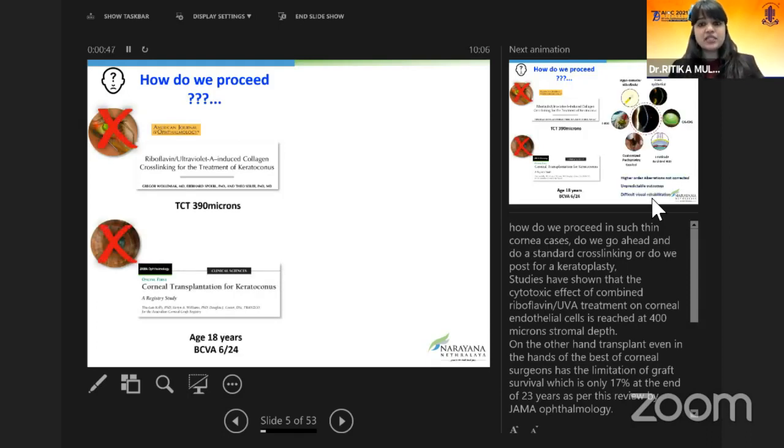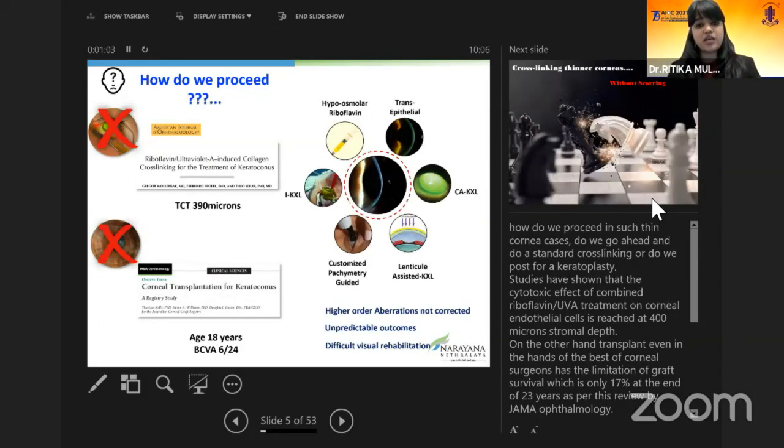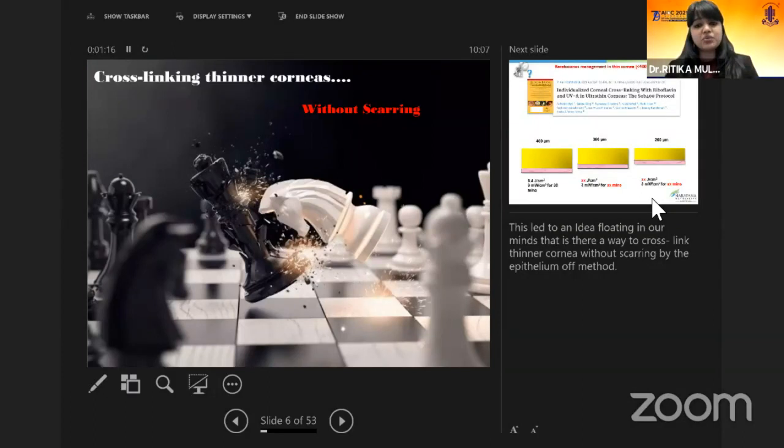Studies have shown the cytotoxic effects of riboflavin plus UVA treatment on the endothelial cells at a depth of 400 microns. On the other hand, transplant, even in the hands of the best skilled surgeons, has the limitation of graft survivability. So what are the other options? Hypoosmolar riboflavin, transepithelial technique, contact lens assisted, lenticule assisted, customized pachymetry guided, and iontophoresis. But all these have their own limitations, such as unpredictable outcomes or difficult visual rehabilitation. So is there a better way to cross-link the thinner corneas without scarring?